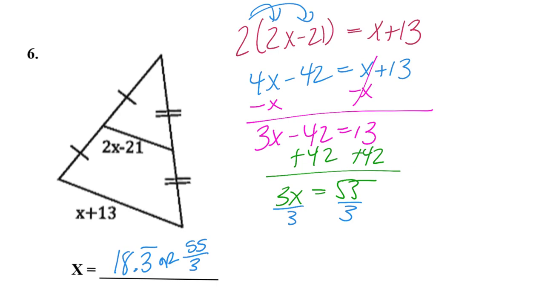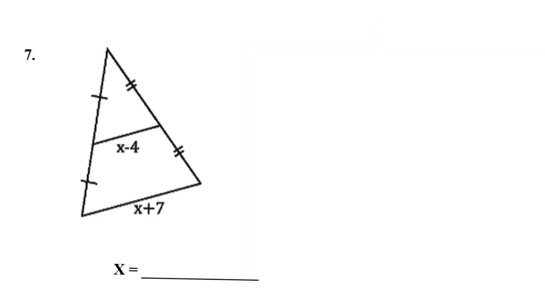I am going to have you try the last one on your own and see how you do. It does come out to a nice number. So go ahead and try this one on your own. Pause the video, check your setup, and make sure that you are timesing the midsegment by 2 and then setting it equal to the third side. And then hit play on the video and check your work.